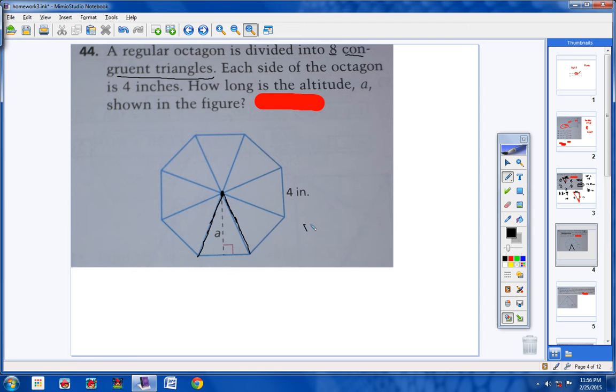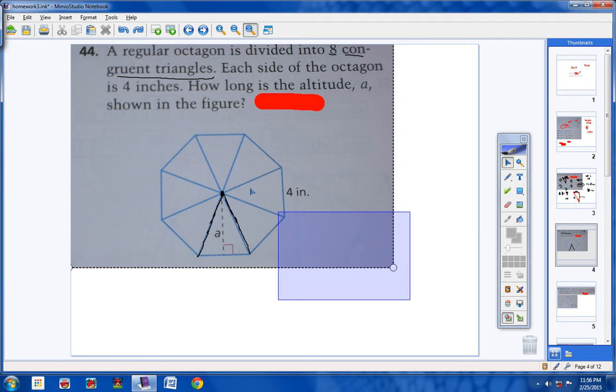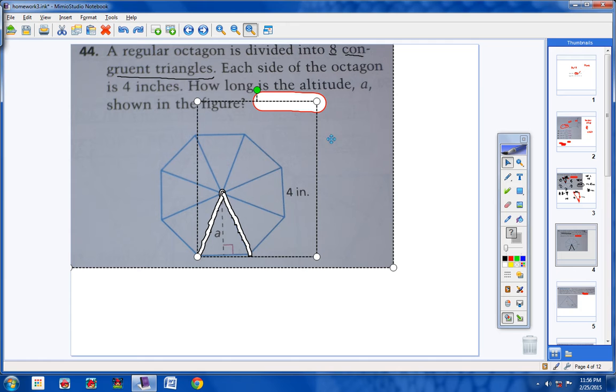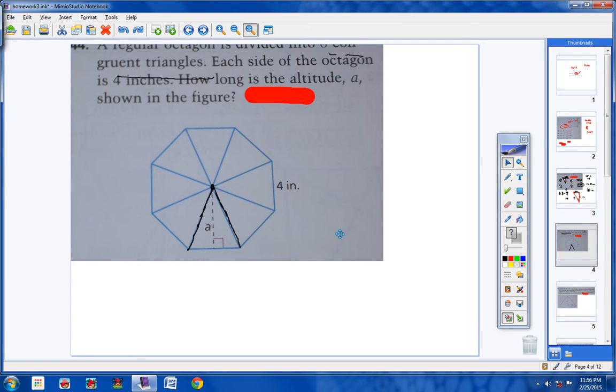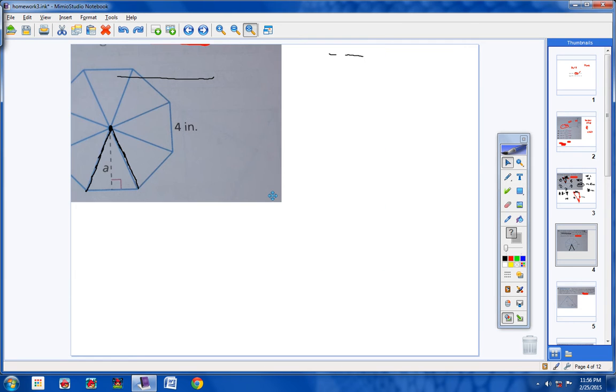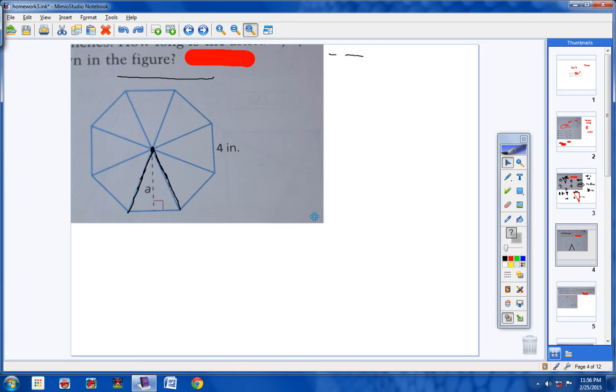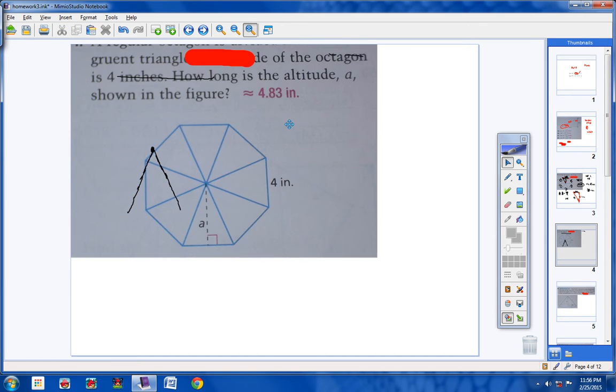So if I could, students, I'm going to slide this picture out of the way, or this problem up in a second before I do. Let's look at what we're going to do. They want us to find how long the altitude is right here, okay? So I'm going to create some space here, and don't lose sight of the trees for the forest here. We're trying to find how long A is, okay? So all we really need as students is this triangle at the bottom right here.